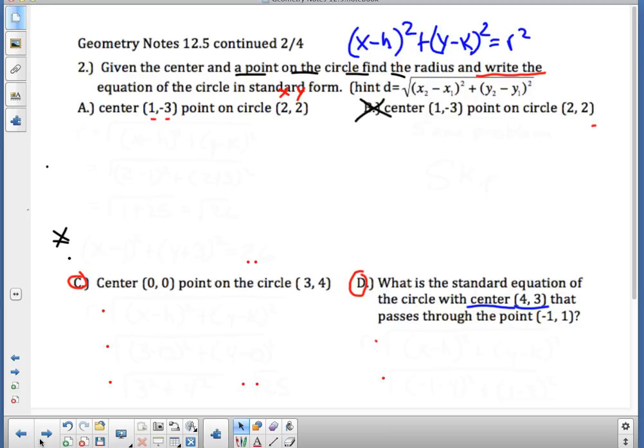Do I leave it in square root form? If it's a perfect square, find what the square root is. Like if it's the square root of 25, it's 5. If it's the square root of 49, it's 7. But if it's the square root of 26, leave it that way. Don't mix it as we go through.